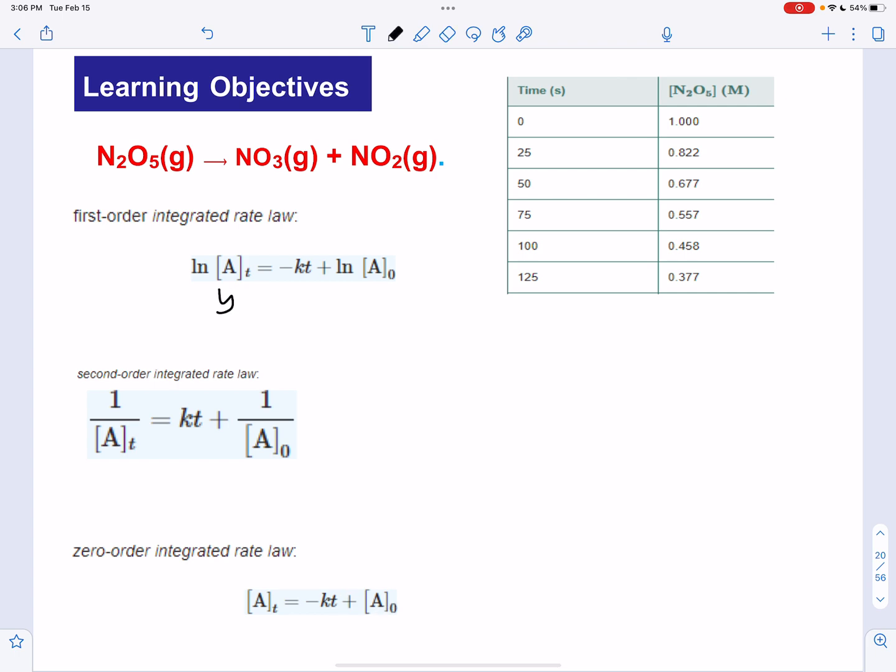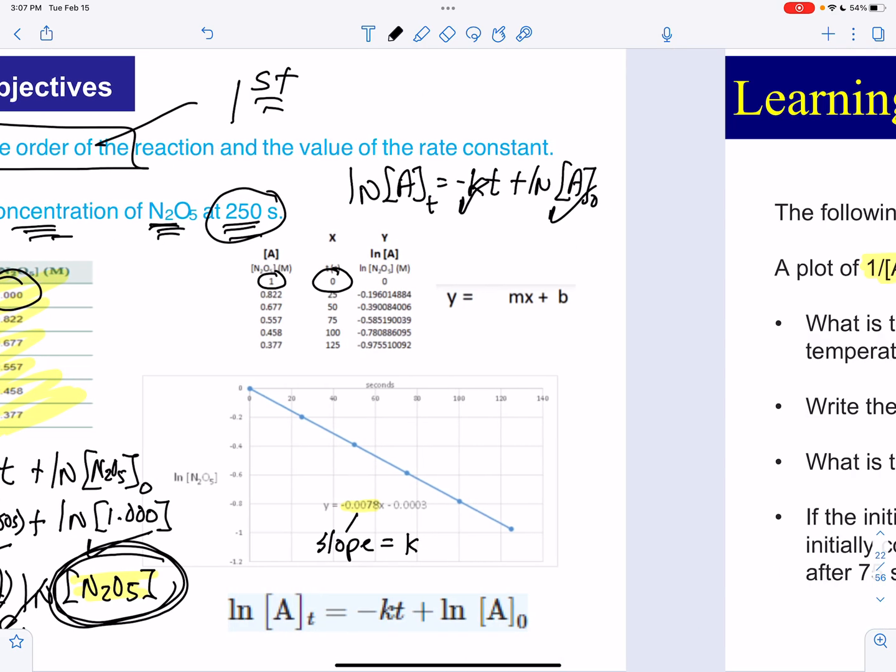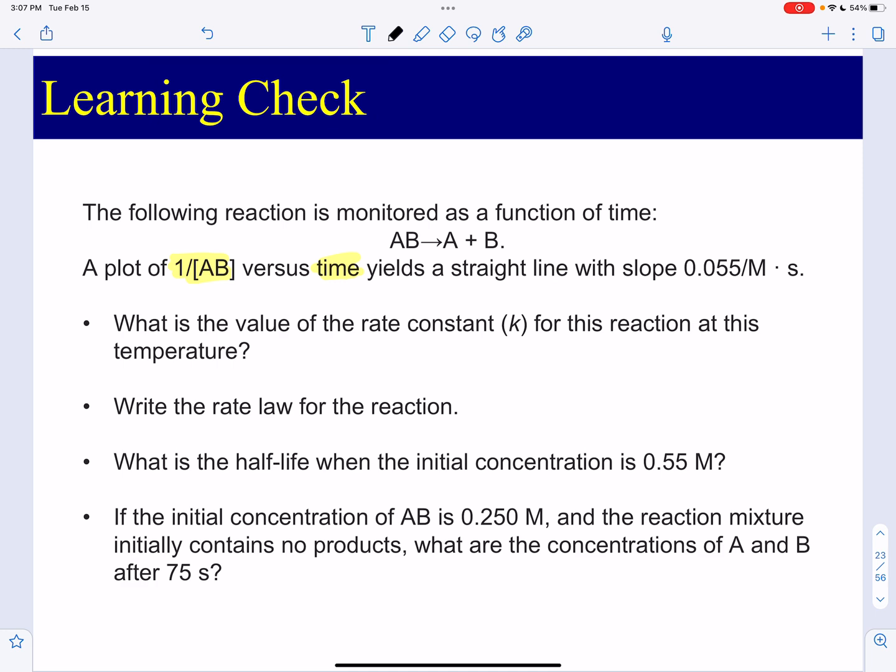So this is my y, this is my x, this is my y, this is my x, this is my y, this is my x. Which one has the reciprocal? That one has the reciprocal. So we are trying to see if this is second order or not. So we plot to find out if it's second order or not, and when we do, we get a straight line. So that means we're dealing with second order.